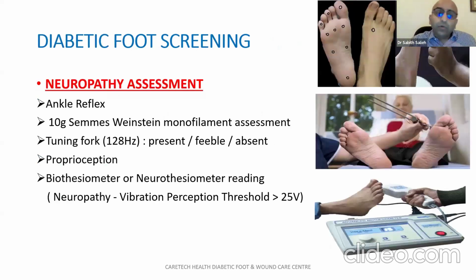Now, the next component is doing a neuropathy assessment, right? And this is something that you can do in your clinic as well. So we can do the ankle reflex, right? And then we use a 10 gram Semmes-Weinstein monofilament assessment. The main reason we do the monofilament assessment is to identify where an ulcer can occur on the sole of the feet, right? And I'll come to that in a minute.